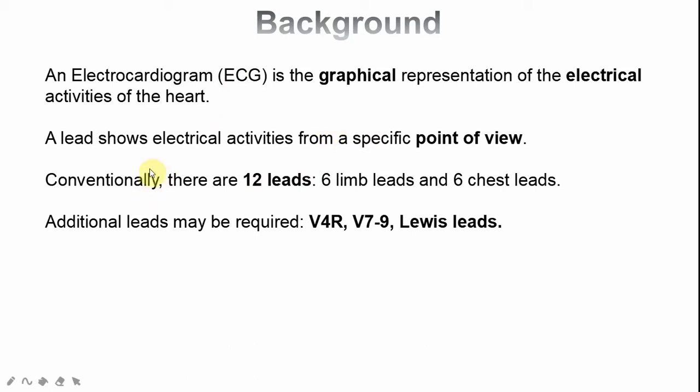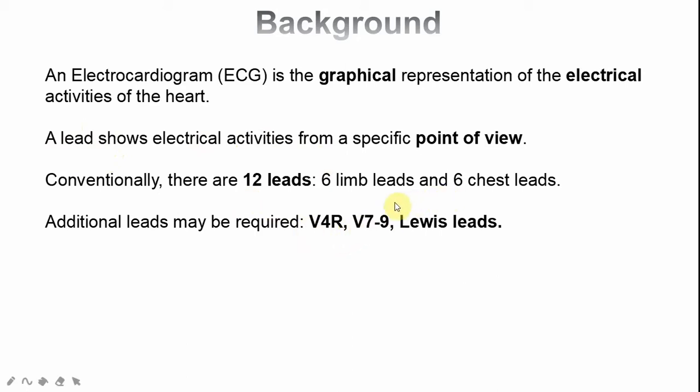Now please don't get confused between the lead and the electrodes. A lead is the specific point of view of the electrical activity of the heart. For example, if I say lead 3 or lead AVF or lead 2, that means what is happening to the undersurface of the heart, but there is no electrode on the undersurface of the heart or the body. So please don't get confused between the lead and the electrode. When we look at the ECG, we talk about the lead, not the electrode.